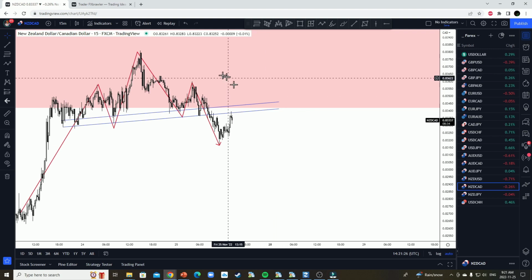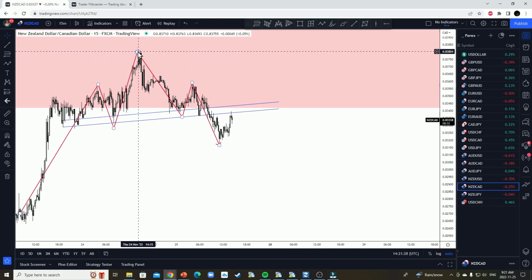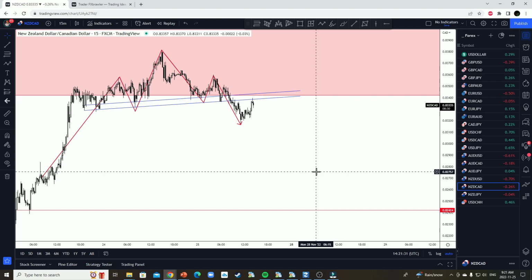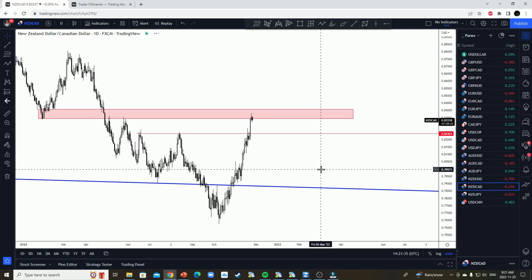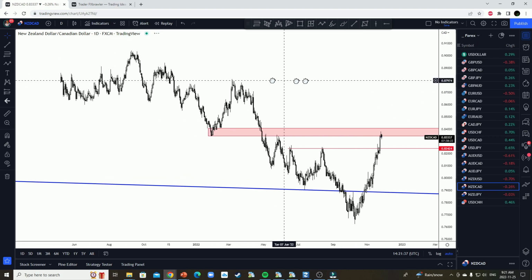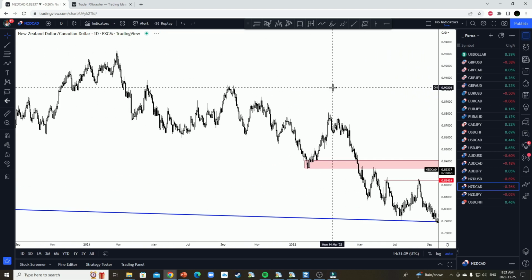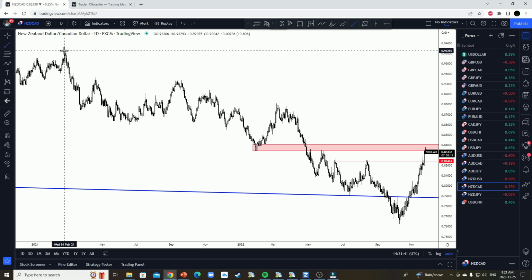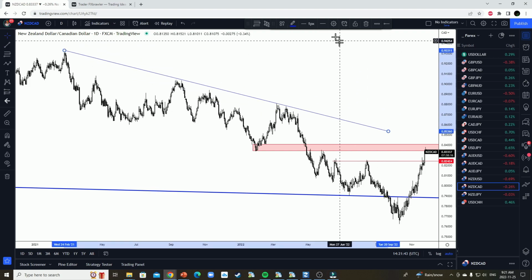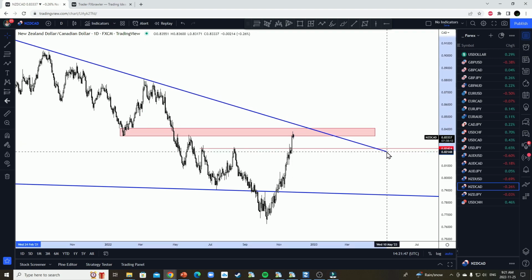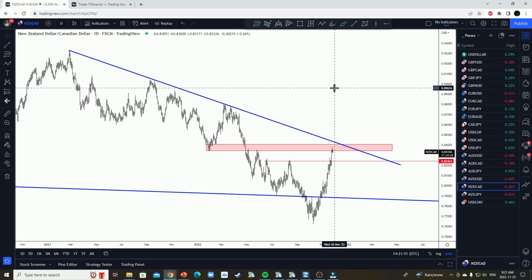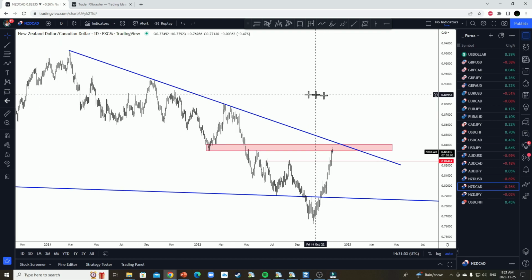So I could short this and put a stop loss over here, but it's always important to know where the next levels are. So I'm gonna move up here and see if I can find, oh, right here, this is a very strong resistance from the looks of it. And these strong resistances can often act as magnets.